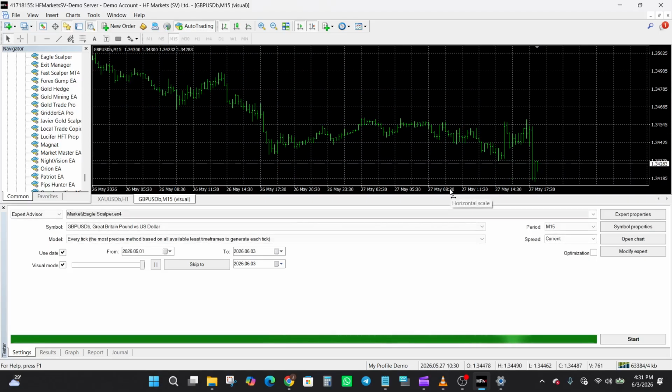From a strategy perspective, what stands out here is the combination of time-based trading sessions, indicator-driven entries, and volatility filtering through news controls. The behavior on the chart suggests it avoids random overtrading and instead focuses on structured periods of activity. So to wrap everything up, Eagle Scalper EA is positioned as a session-based scalping system with multiple filters, dynamic trade management, and configurable risk settings.